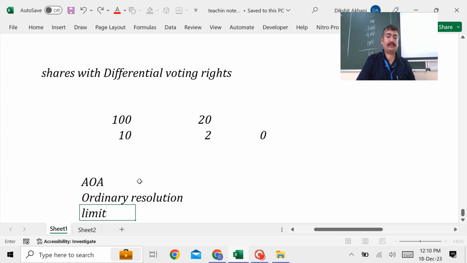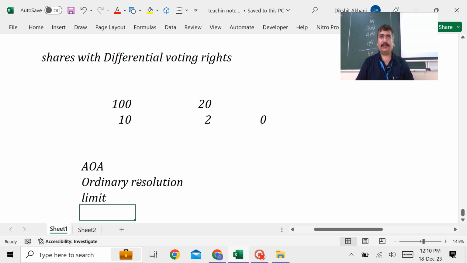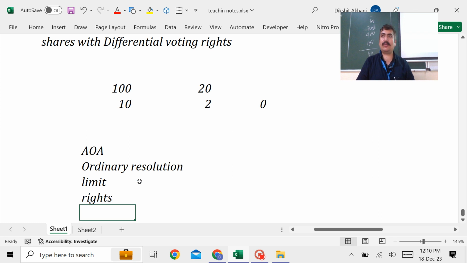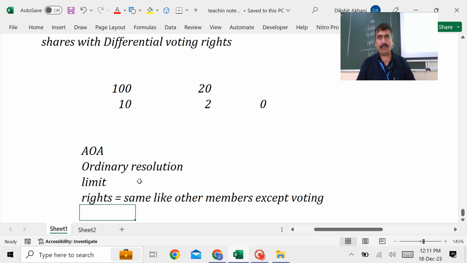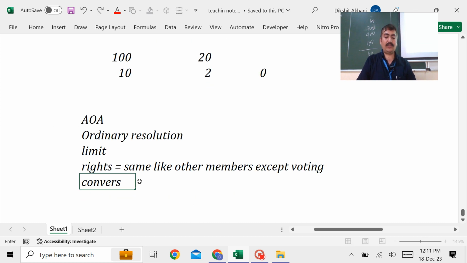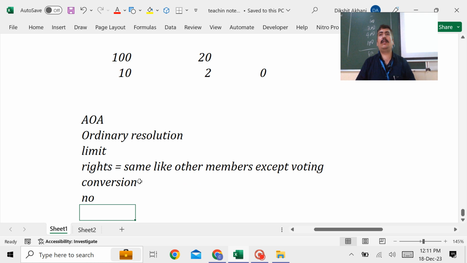Next is the limit. What is the maximum limit? Maximum limit, that I will tell you. And what are the rights of such equity shareholders? So rights would be same like other members, except what? Voting. As far as the voting is concerned, the rights would differ, because that's the main feature. Now, conversion. Next question is about the conversion. Whether differential voting rights later on can be converted to normal voting rights. The answer to that question is no, conversion is not allowed. It is not possible, it is not allowed. Am I clear in everyone's mind till this topic?